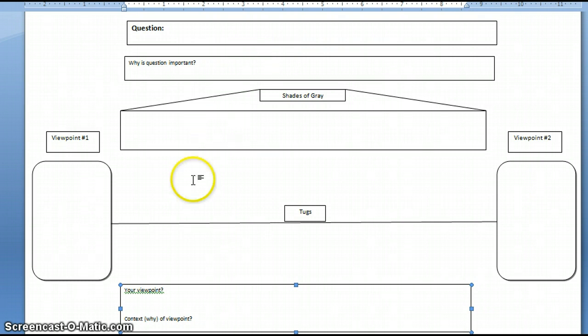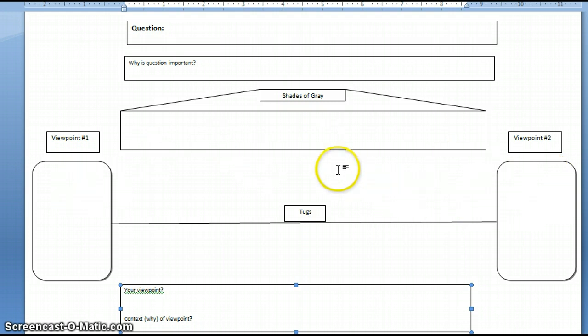The next step, what you're going to do is put in your extreme viewpoints. There's going to be one side of a viewpoint that's on one extreme, and then a second viewpoint which is on the other extreme. So in these two boxes goes your extreme viewpoints, your black and white.